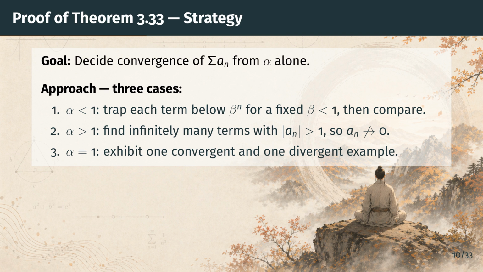For alpha less than 1, we trap every term from some point on below beta to the n for a fixed beta between alpha and 1, then finish with the comparison test. For alpha greater than 1, we produce infinitely many terms of absolute value bigger than 1, which means the terms cannot tend to 0, so the series diverges. For alpha equal to 1, we simply display 2 example series, one convergent and one divergent, both having alpha equal to 1. Let's carry out the first case.